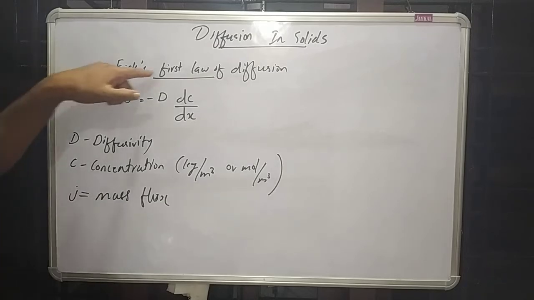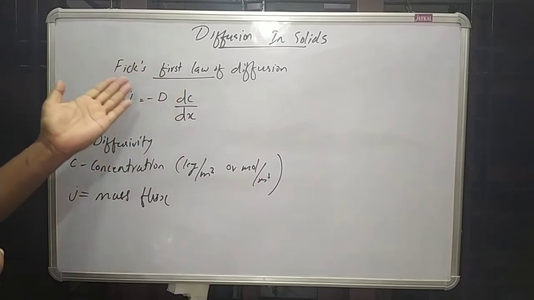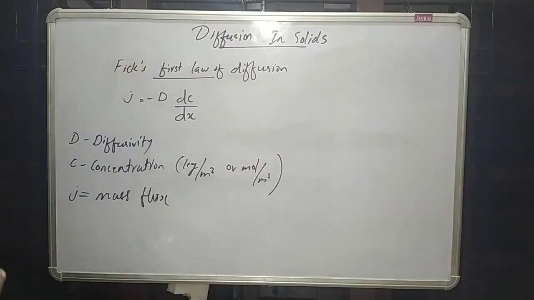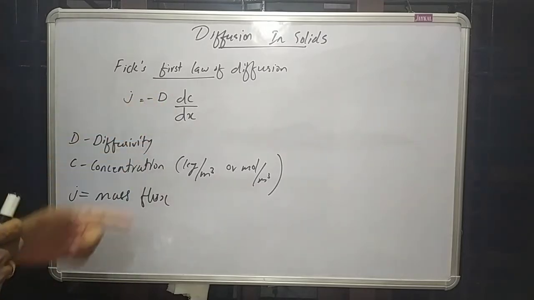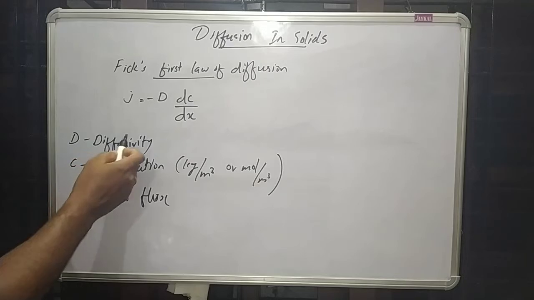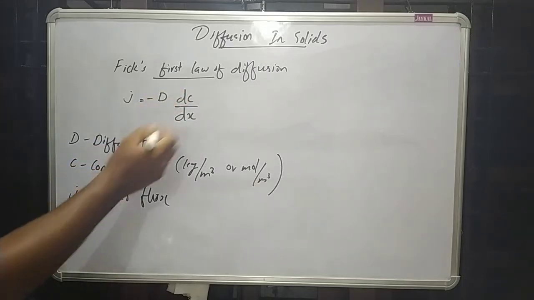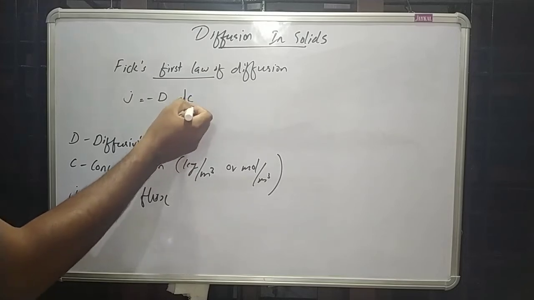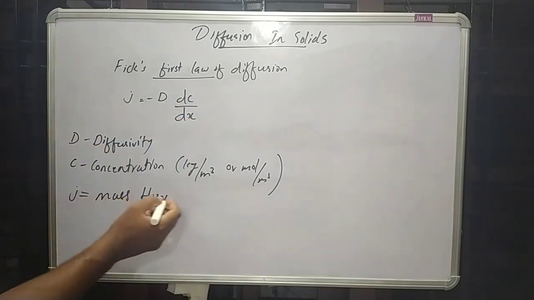Here we discuss Fick's first law of diffusion. There are two laws about diffusion: Fick's first law and Fick's second law. This is the first law of diffusion: J is equal to minus D into dc by dx. D is known as diffusivity, and c is the concentration. dc by dx is the concentration gradient, and J is the mass flux.